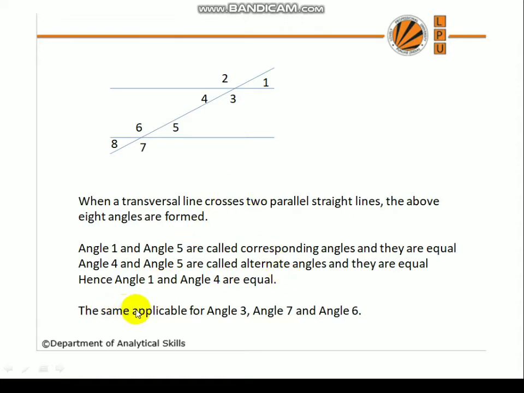The same logic is applicable for angles 3, 7 and 6. Angles 3 and 7 are corresponding angles. Angles 3 and 6 are alternate angles, and hence angles 6 and 7 are equal. With the same logic, angles 2 and 6 are corresponding angles. Already we know angles 6 and 7 are equal, hence angles 2 and 7 are also equal. What is the difference between 4 and 5 and 2 and 7? 4 and 5 are internal alternate angles, whereas 2 and 7 are external alternate angles. But in short, alternate angles are always equal.